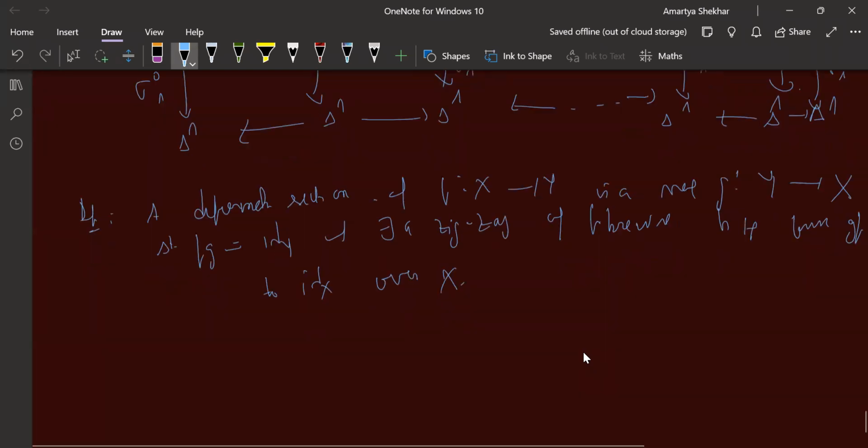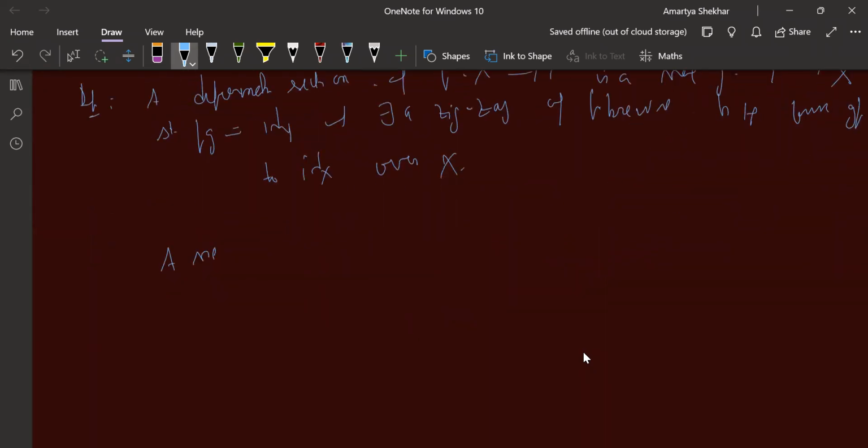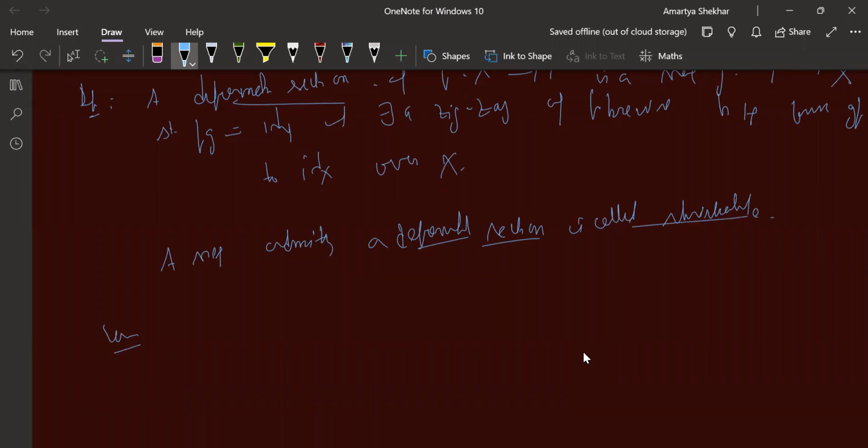So a map admitting a deformable section is called shrinkable. Because of the time, I will skip a lot of the things that I was planning to talk about. So, a lemma: this map is shrinkable.